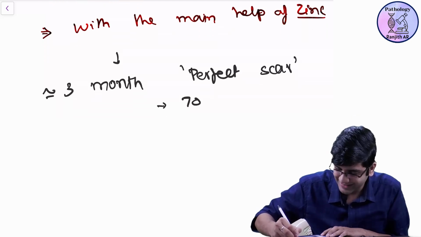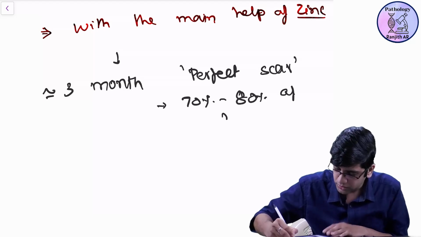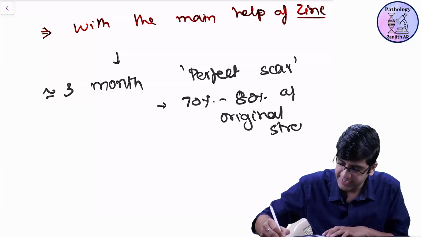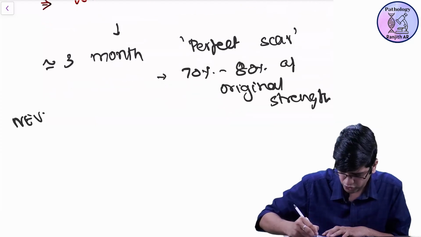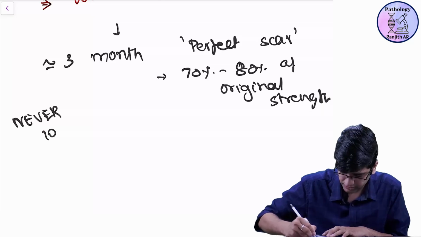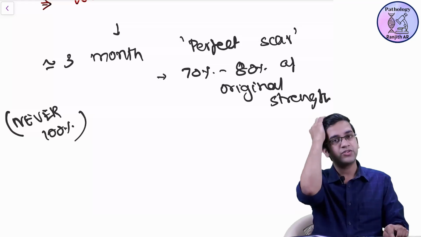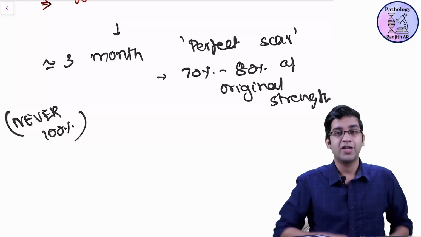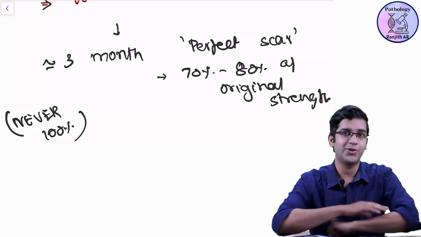The strongest scar will be 70 to 80% of original strength. Never will it be completely strong. Never 100%. It's impossible to get 100%. Around 3 months I'll have 70 to 80% of the original strength of the wound. We are done with wound healing. We're done with the various steps involved in wound healing.